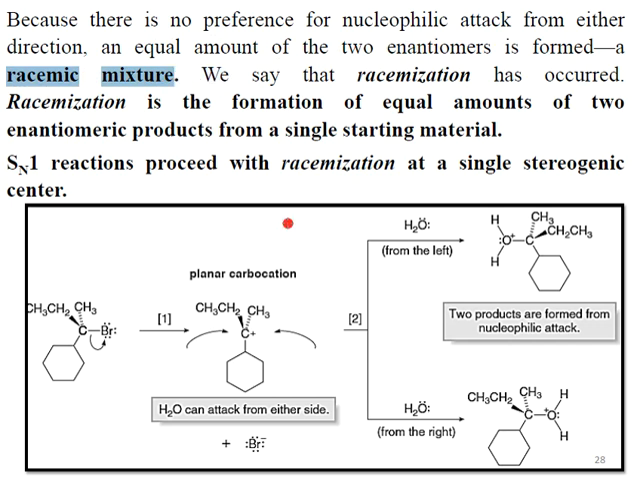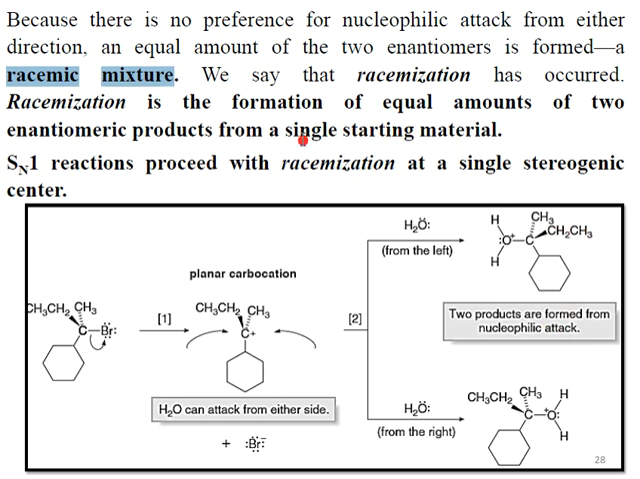Racemic mixture means 50 of one enantiomer and 50 of the second enantiomer. We say that racemization has occurred. Racemization is the formation of equal amounts of the two enantiomeric products from a single starting material. We have one starting material and it gives you two products, with the same name, just the stereochemistry, the configuration, is different.